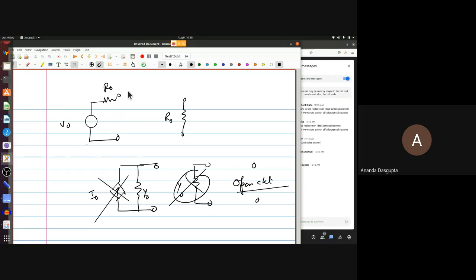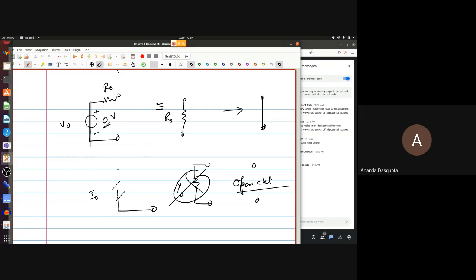This was your real voltage source. You want to switch it off. Switching off a voltage source simply means replacing the voltage source V0 by 0. 0 volts means you put a short. You just connect it with a wire. So when you want to switch off a non-ideal voltage source, it gets replaced by just the R0 and a short. Of course, if you had an ideal source, it will just mean replace this with a wire. For a non-ideal source, it's replaced with its internal impedance.